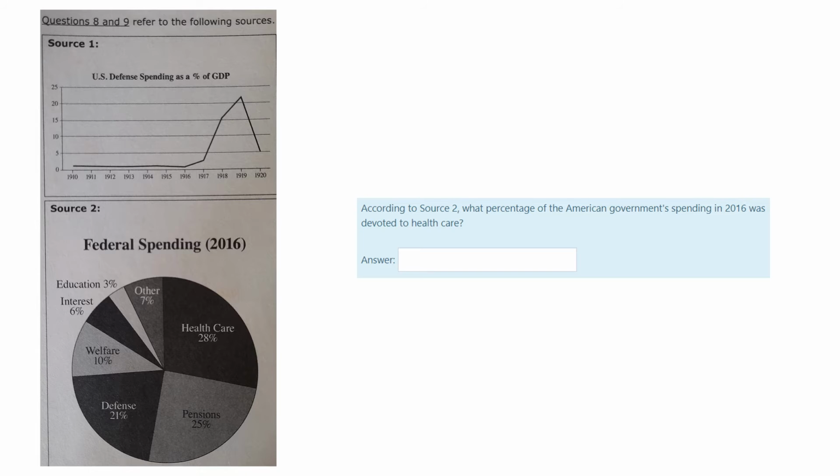Now, according to source 2, what percentage of the American government spending in 2016 was devoted to healthcare? So very simple. You find healthcare, you go down here, you find healthcare. All you need to write is 28. You don't need to write anything else, just the answer 28.